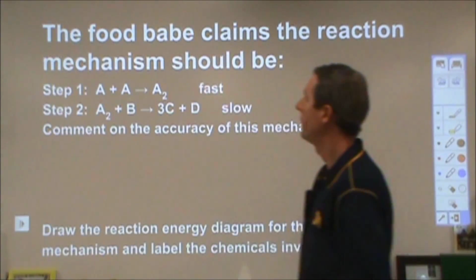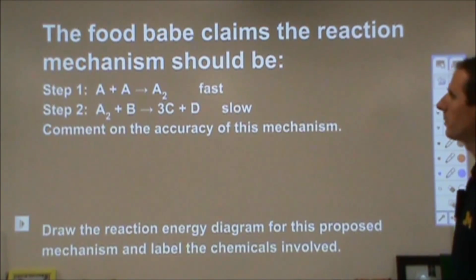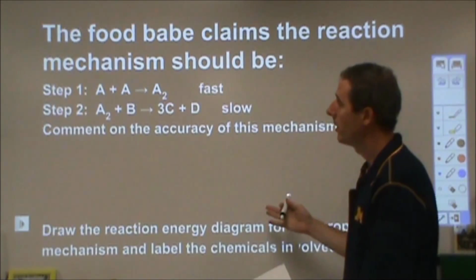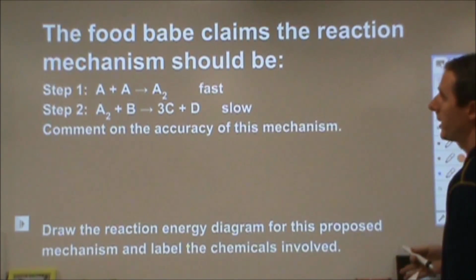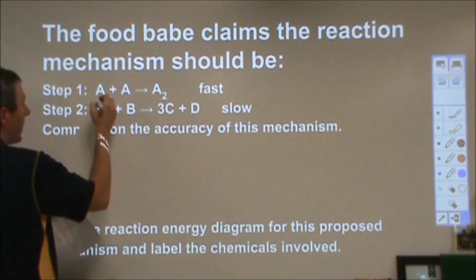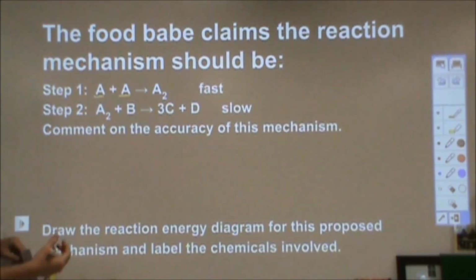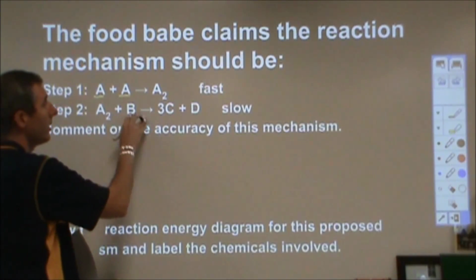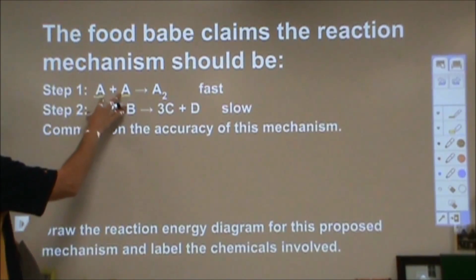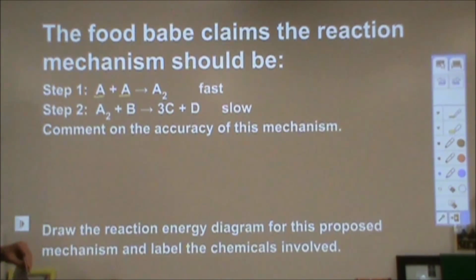And the last part, Food Babe claims the reaction mechanism should be this. Of course, the Food Babe is wrong on pretty much anything involving chemistry. So we're going to go ahead and look at the accuracy of this mechanism with a lot of skepticism, of course. So according to this, we have A and A collide. They form kind of a bimolecular species. And then that collides with B to form our products. Okay, so our overall reaction here is 2A plus B makes 3C plus D.